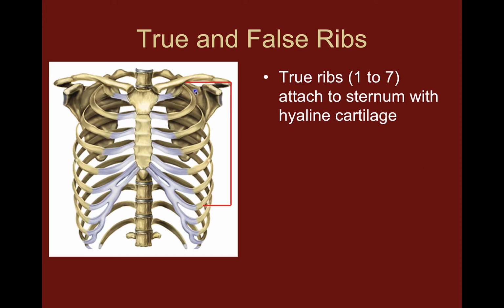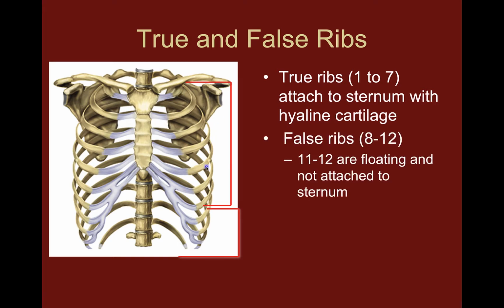True ribs are attached to the sternum with hyaline cartilage, and so they are going to articulate in the back with our vertebrae. They're going to curve around, and then they're going to articulate to our sternum with this cartilage, or costal cartilage, which is a hyaline cartilage. These connections go directly from the rib to the sternum, and so this cartilage belongs to rib 1.